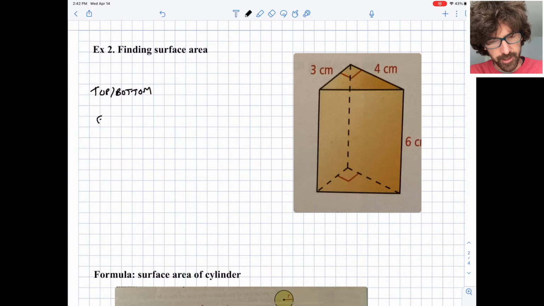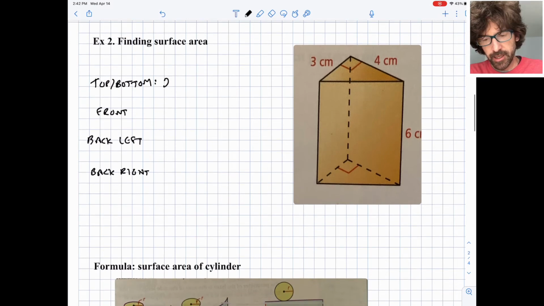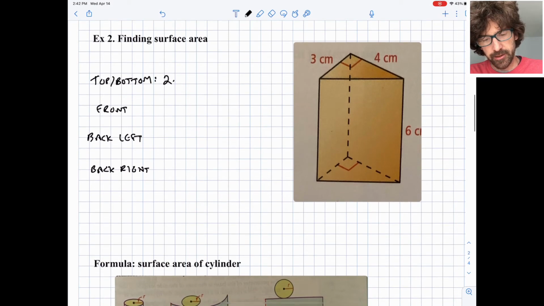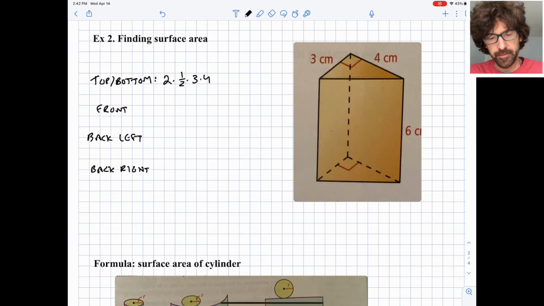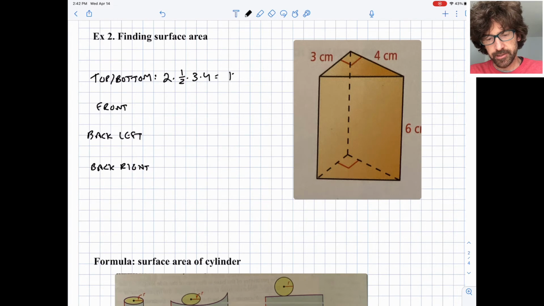Let's do the front. We can do the back left and the back right. So again, my big hint, just stay organized. So top and bottom, we have two triangles, and each triangle has an area which is a half times the base times the height. Okay? And that gives us a grand total of 12 square centimeters.